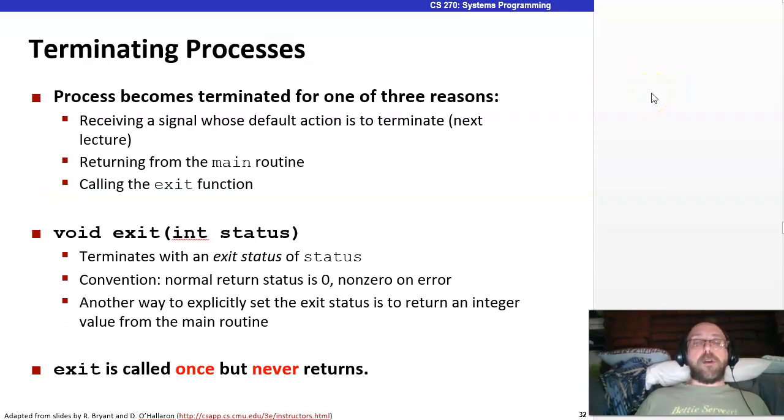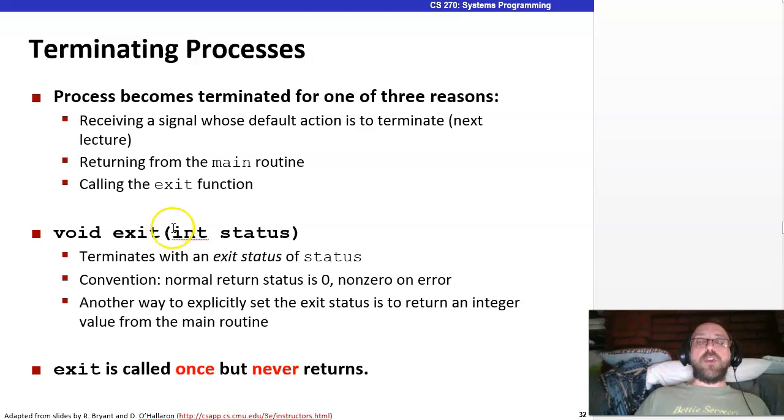So to terminate a process, one of three things has to happen. Either the process receives a signal, we'll see more about that in lecture 14, and that signal is set to terminate the process. Segmentation fault will be an example of that, or the interrupt signal that I get when I press Control-C on the keyboard. Another way a process might terminate is by returning from main. And then finally, a process can terminate on its own by calling the exit function. Exit is a C library function. There is a syscall underneath it called underscore exit, but exit itself is a library function.